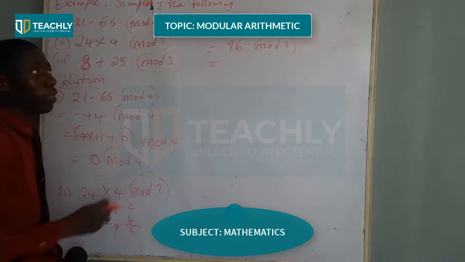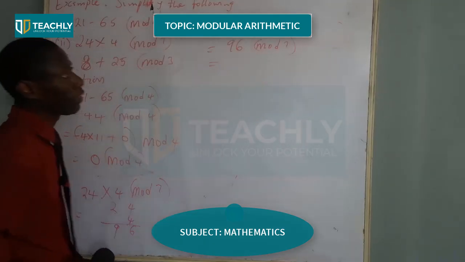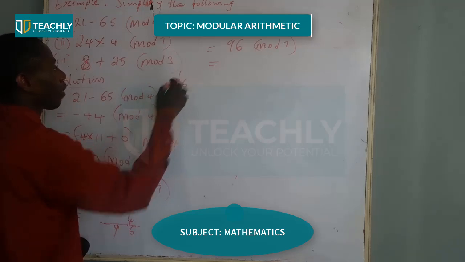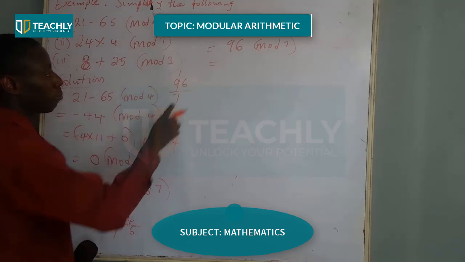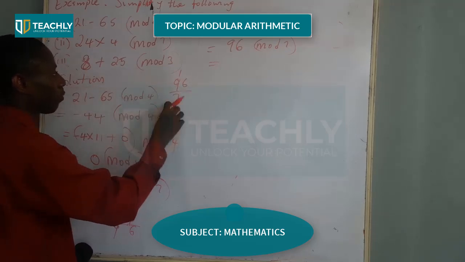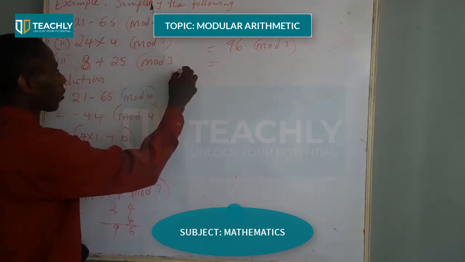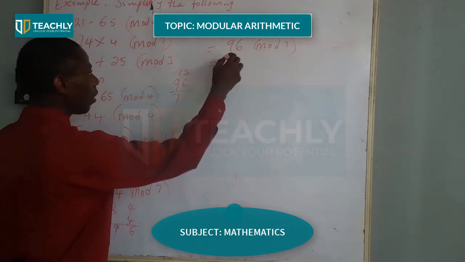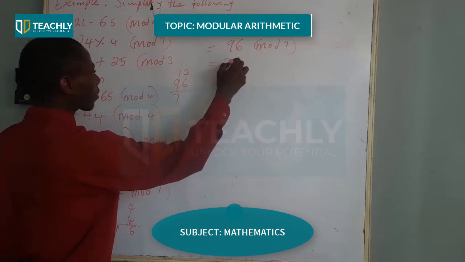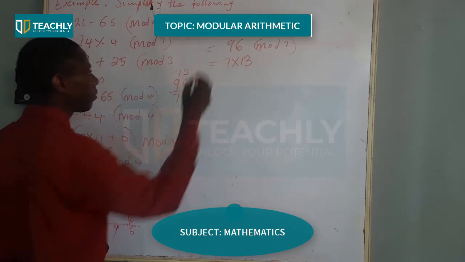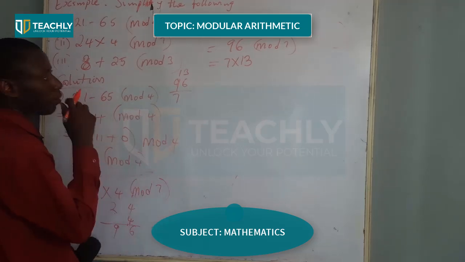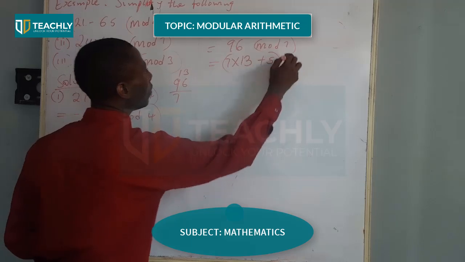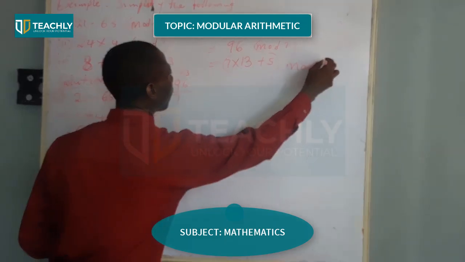Then the next thing is let's look for how many 7 we can find in 96. 7 in 9 we have 1, remaining 2. Bring that 2 here, 26. How many 7 can you find in 26? We are going to get 3. It's 21. So we can say that 96 is 7 times 13, that's 91, remaining 5, plus 5 in modulo 7.